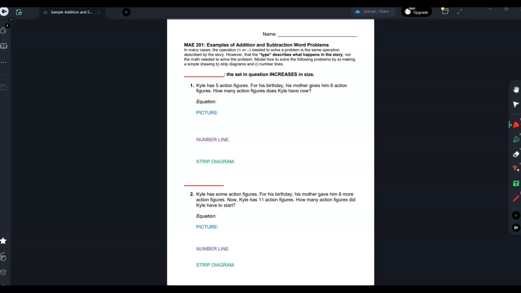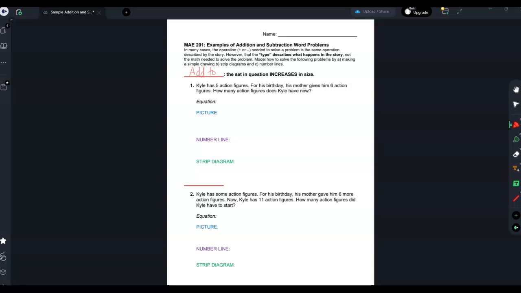So we'll look at this first example. It says Kyle has 5 action figures. For his birthday, his mother gives him 6 action figures. How many action figures does Kyle have now? So if we look at what's happening in the story, before we even worry about finding an answer or writing an equation, Kyle had 5 action figures, so that's a starting value. And then for his birthday, his mother gives him 6 action figures. So we are changing the starting value that Kyle had. So that is an add to problem, right? We are adding to his starting value.